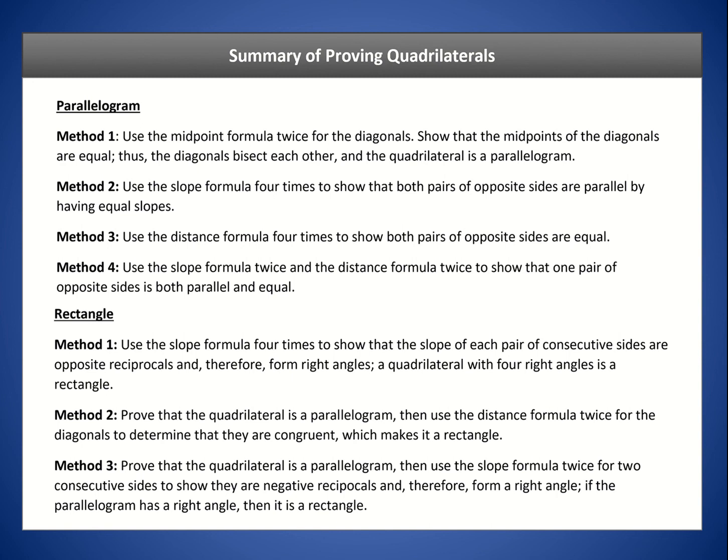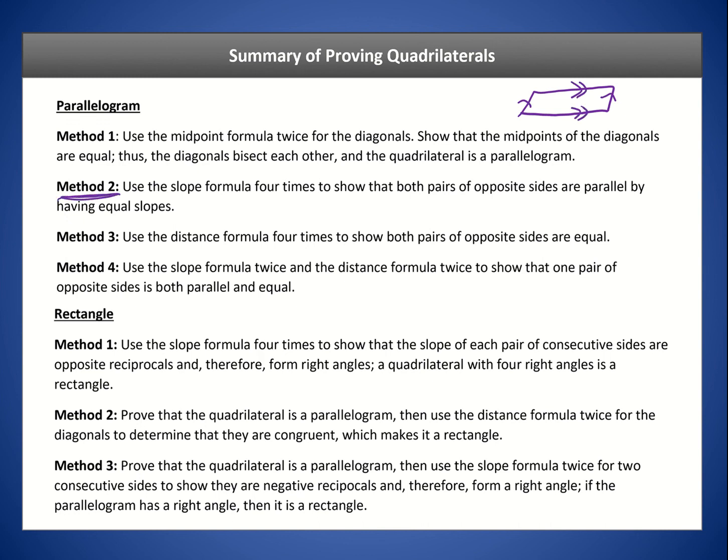We talked about the parallelogram. One of the methods that we used for the parallelogram was to calculate the slope 4 times, in order to show that 2 opposite sides are parallel, right? So when we had a parallelogram like this, we showed that this was parallel and this was parallel, and we did that using slopes. And that was using method 2.